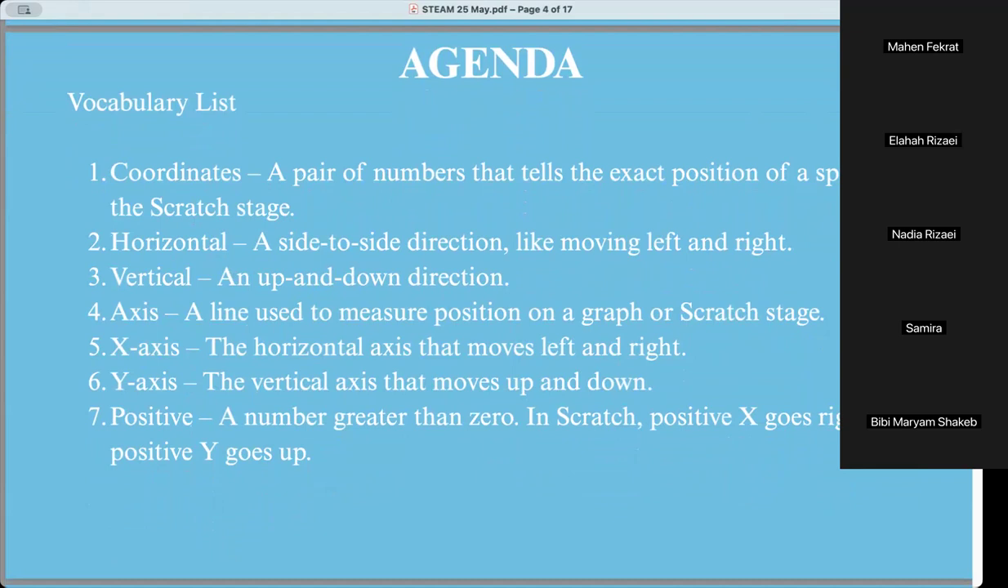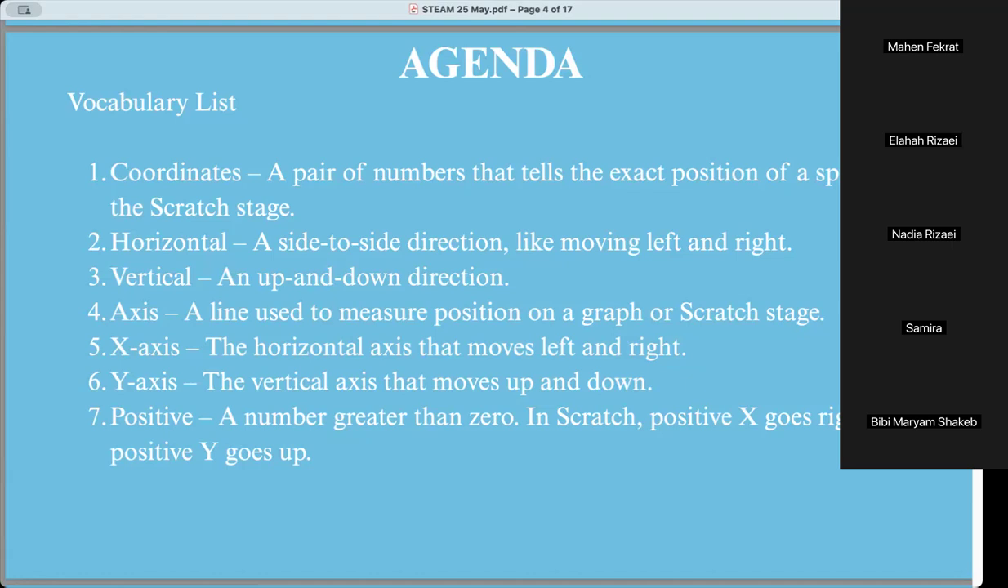Agenda, vocabulary list. Coordinates: a pair of numbers that tells the exact position of a sprite on the Scratch stage. Thank you. That was good reading. So what is a sprite? I'm sure Miss Mandy taught you all about sprite. Who can refresh our memory about what a sprite is? Sprite is our Scratch character. Good. Well done, Bibi. Sprite is the Scratch character.